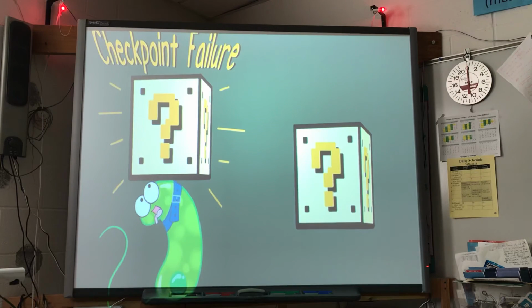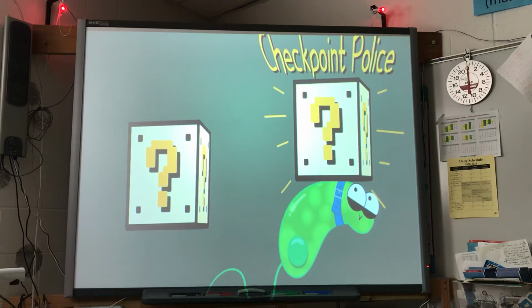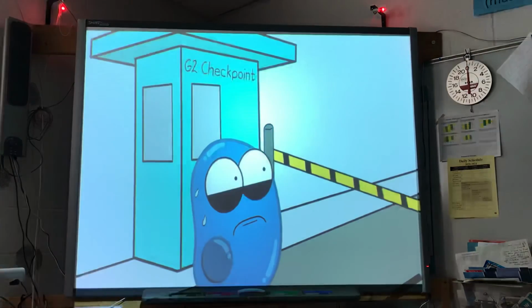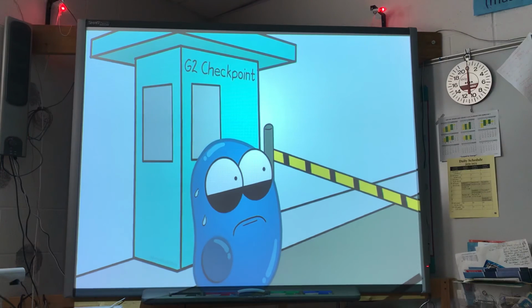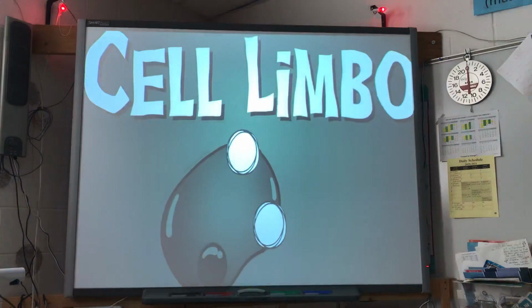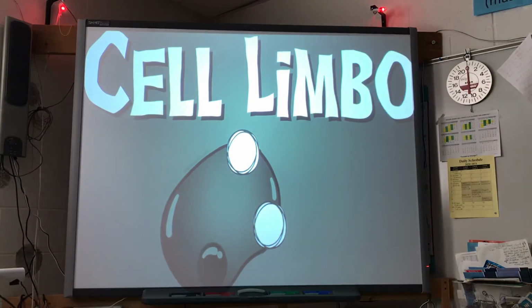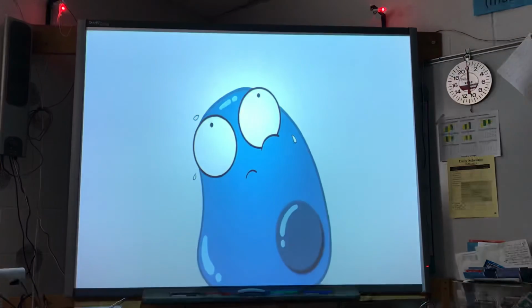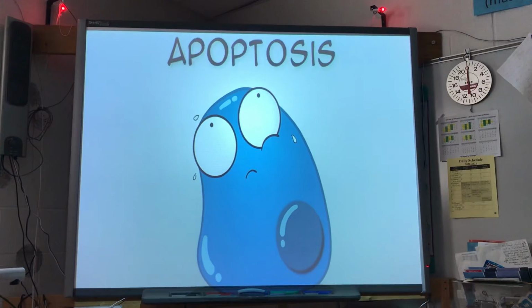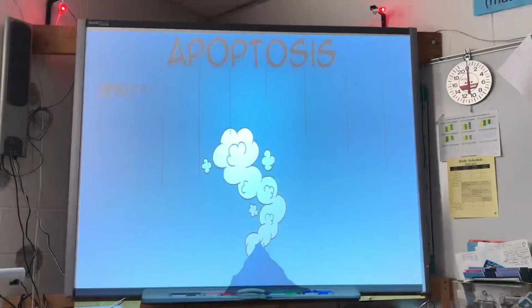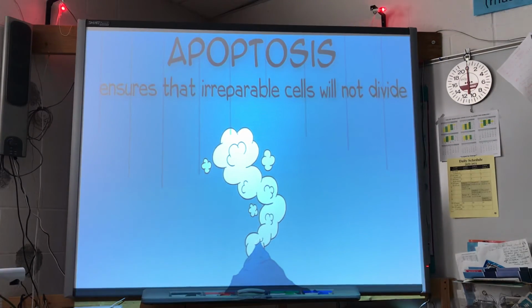First, what happens if the cell doesn't meet the requirements of the checkpoint? And second, what is doing the regulating of this cycle anyway? To address the first question, if the reason the cell can't go past the checkpoint is a reason that can be fixed, the cell may kind of pause here until it can fix that issue. But if it can't be fixed, then the cell does something called apoptosis, which basically means the cell self-destructs. This ensures that a cell that is damaged beyond repair will not go on to divide.